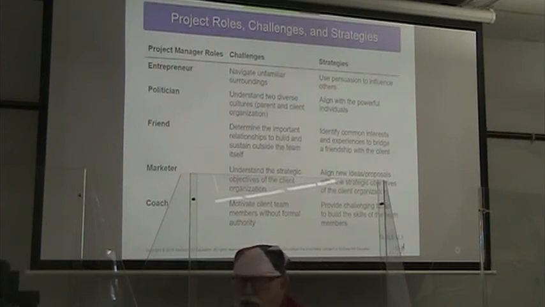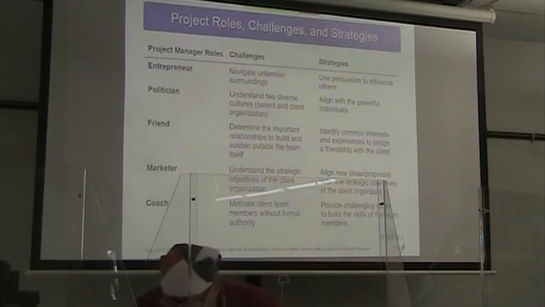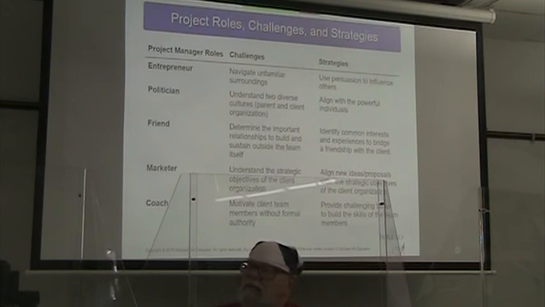All right, so a strategy there is to align with the powerful individuals. Project manager role: friend. Determine the important relationships to build and sustain outside the team itself. My personal way of doing business is I want to have a good relationship with everyone, if not actually rising to the level of being a friend.